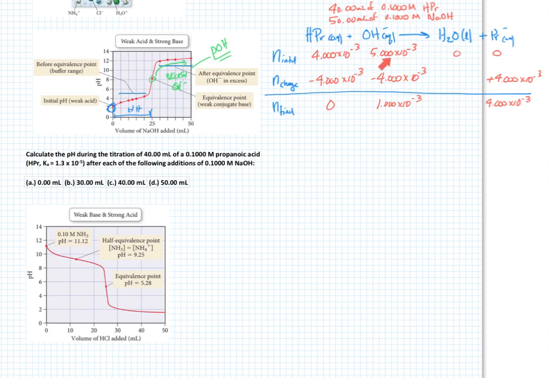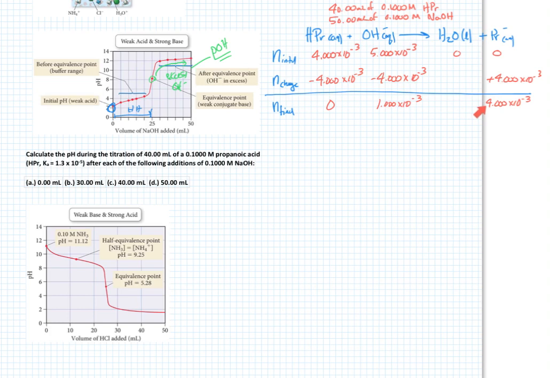All right, so we return to the table, and we've got the same starting number of moles of propanoic acid. We've got a little bit more sodium hydroxide now, so we've got 5 times 10 to the minus 3. Of course, we start with zeros of these. This one's going to run out first. This is the limiting reagent, the propanoic acid, so that's going to go down by 4 times 10 to the minus 3. We're going to end up with 0 propanoic acid. It's in a 1-to-1 ratio. So we're going to end up with 1 times 10 to the minus 3 of hydroxide, and 4 times 10 to the minus 3 of the conjugate base.